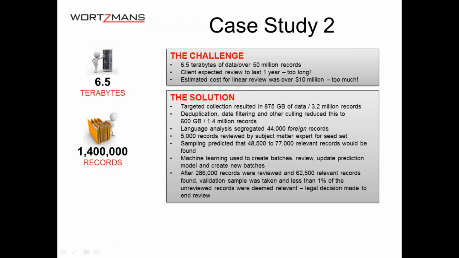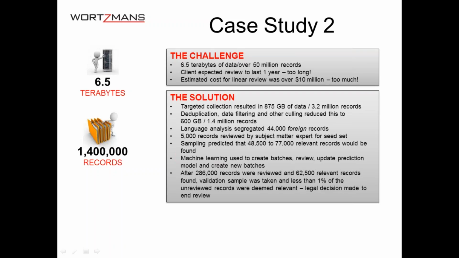So you can laugh when I say only 875 gigabytes. It's still a lot of data, and resulted in 3.2 million records being collected. So again, not an insignificant amount. After deduplication and date filtering and culling out other non-user files, the 3.2 million records was significantly reduced. So we went down from 875 gigs to about 600 gigs of data and 1.4 million records for review.